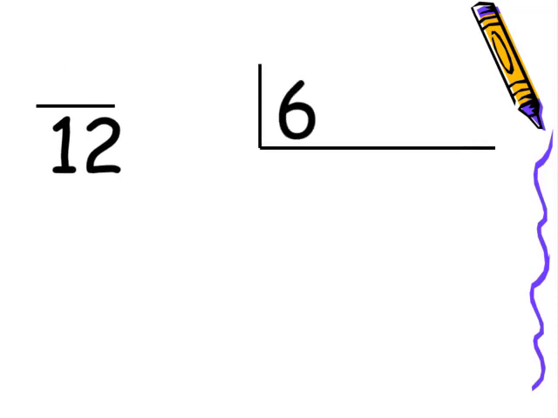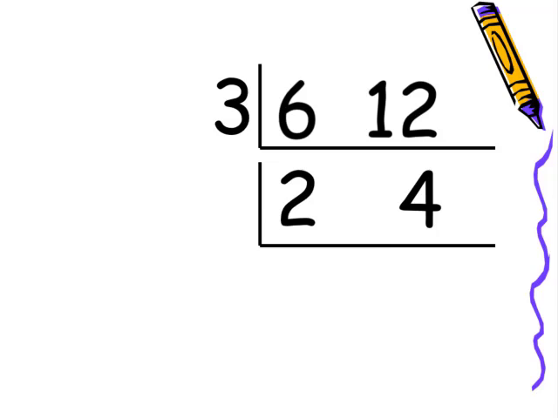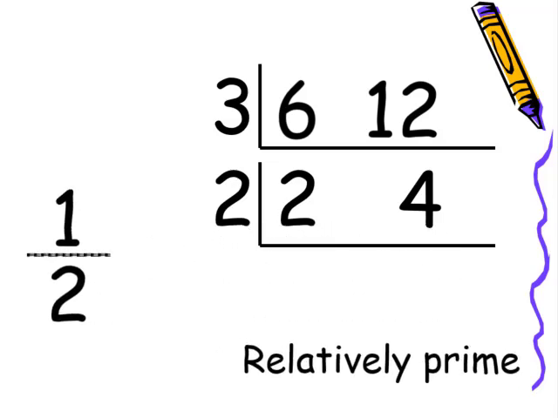Another way of taking a look at this is to go with 3 first. 6 divided by 3 is 3, and 12 divided by 3 is 4. Now, 2 divided by 2 is 1, and 4 divided by 2 is 2. 1 and 2 are relatively prime, so our reduced fraction is 1/2.